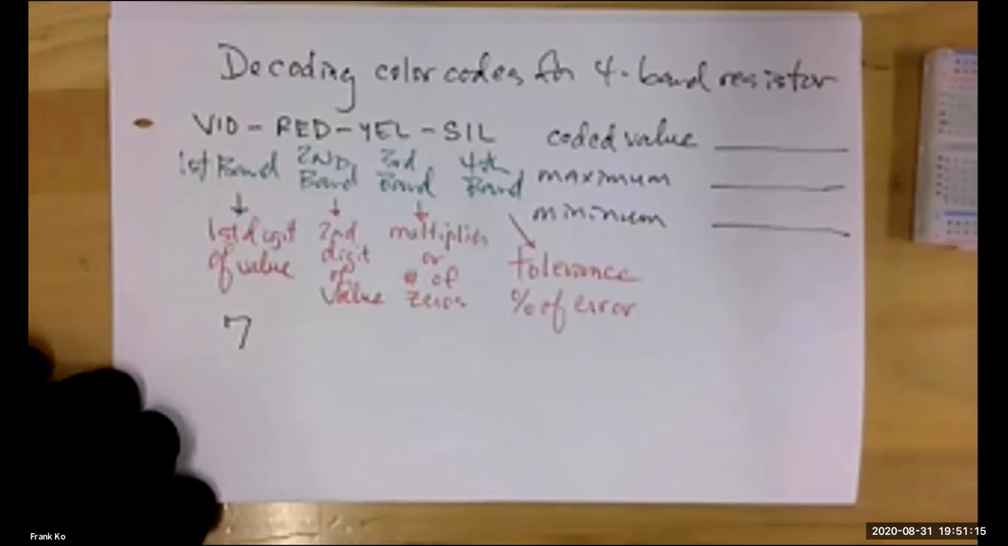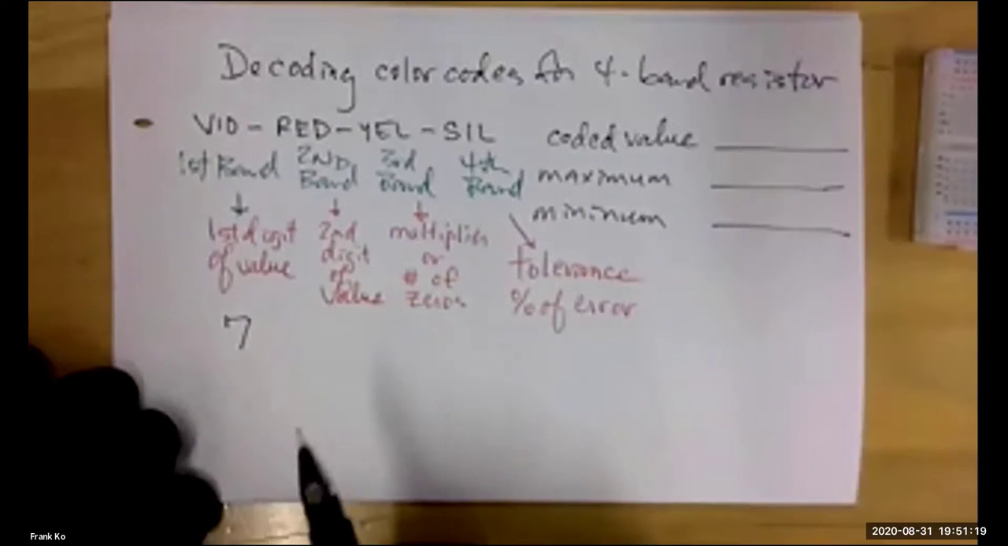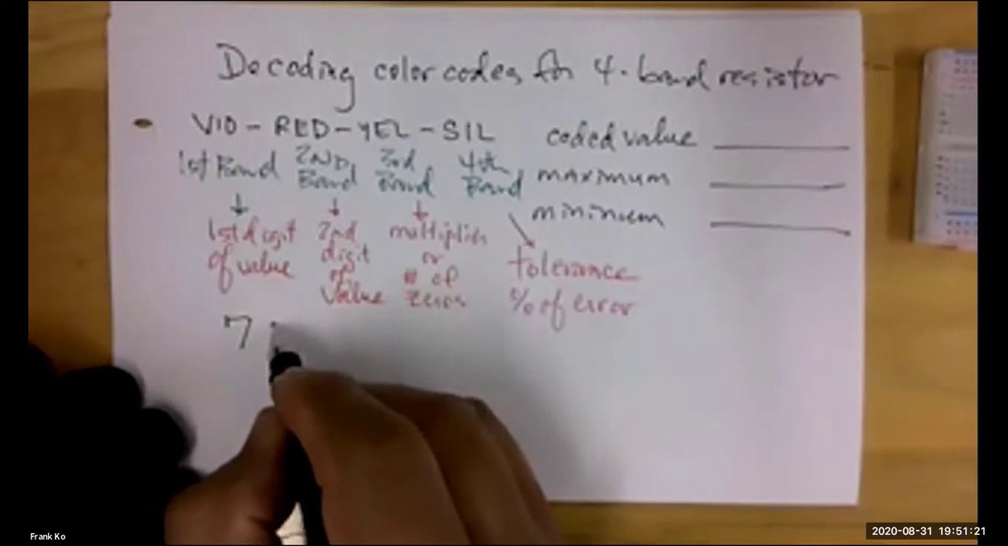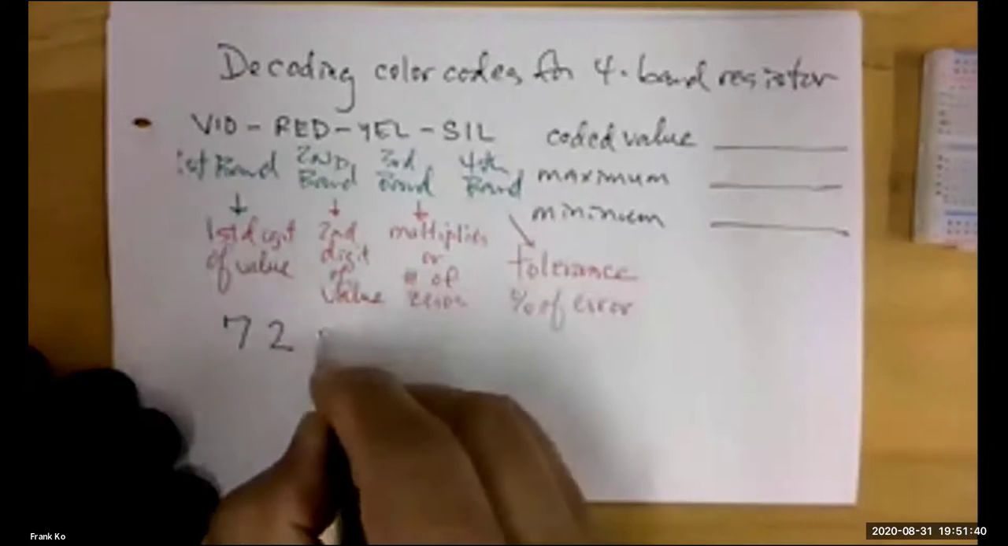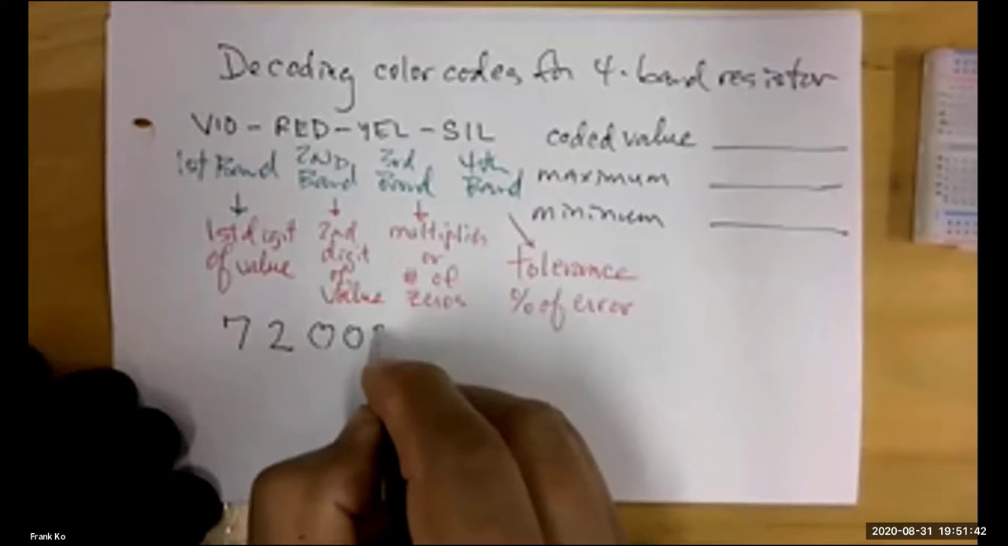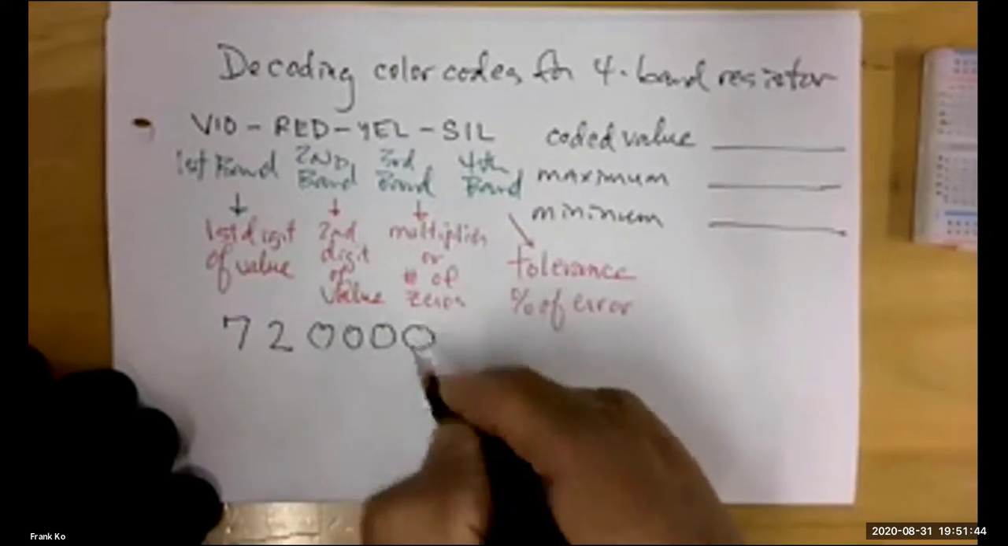The second band tells us a second value. Yusuf, what is my second value? 2. It's going to be a 2. How many people agree that that should be a 2? So far, so good? All right. Our third band, Jacqueline, is multiplier or number of zeros. So what am I going to do here? How many people agree we should tag 4 zeros behind the first 2 digits? Everybody good with that? So 1, 2, 3, 4 zeros.